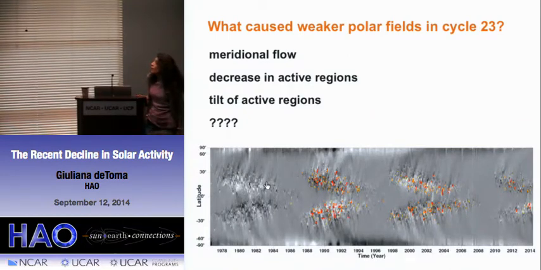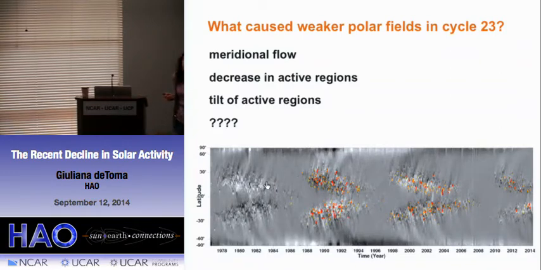So there's been a lot of work trying to explain why the polar fields were weaker using meridional flow change arguments. However, a lot of the recent observations are giving us a very consistent picture that the changes in time of the meridional flow are mostly in the form of inflow toward active regions. Meridional flow is a large scale motion that we see on the Sun, and we believe it's responsible in large part for these plumes of unipolar field being transported toward the poles.